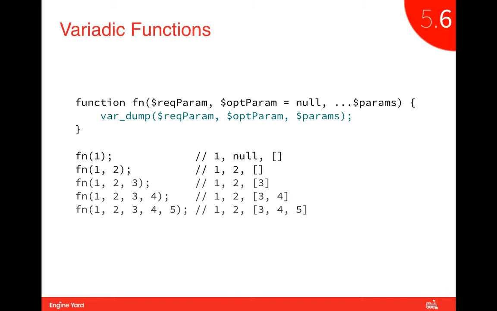So what does this look like? Function, fn, actual defined parameters. This one is optional. So you can put this after optional parameters. It will default to an empty array if nothing is passed in. If we then var_dump those values, so we call it with one argument, one for the first one, this is not passed in, so it's null, empty array, pass it in two, one, two, empty array. Then as we start adding arguments, you see that it started getting added to this array, which is $params.